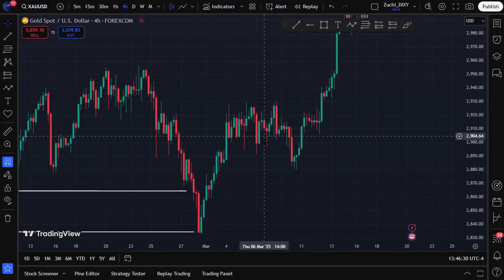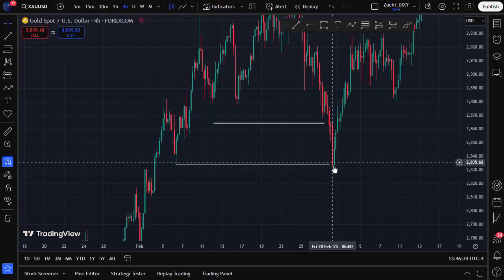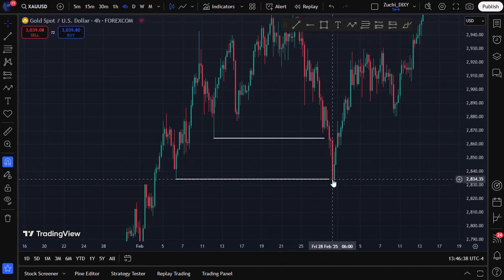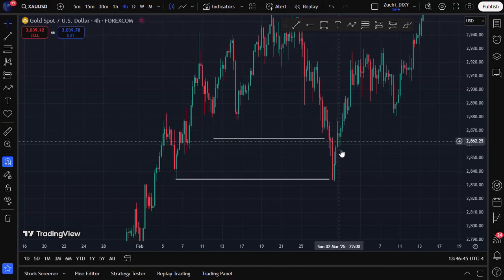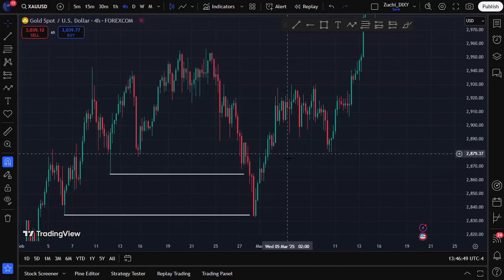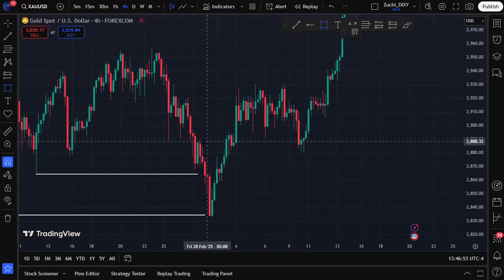Now, where would you be scouting for your entry after you have seen price over here rejecting this old low or this support area? You can see that this actually held price and rejected price from going any lower. So this can be your area of demand or your support level, whichever one you know that as. And if you look to this side of the market, you can see we have a mitigation block.